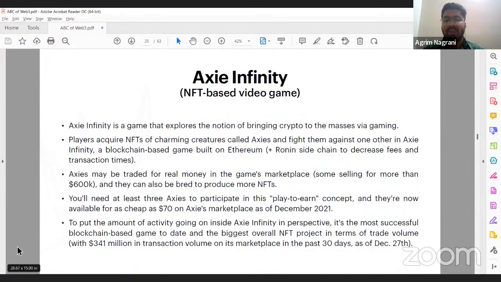You can see the Axie Infinity metaverse. Axie Infinity is a great company particularly in the video game space, and they have created an NFT-based video game. This video game is again built on the Ethereum blockchain, plus the Ronin sidechain as well. The sidechain is used to decrease gas fees and transaction times. Ethereum has a limit on the number of transactions processed per second, so the sidechain is used for making other transactions and reducing the gas fee. On Axie Infinity, you can also trade real money in the gaming marketplace. Many gamers use this metaverse for earning their daily income and working as full-time gamers.